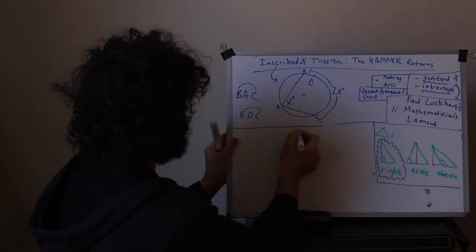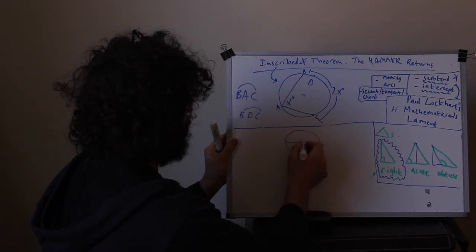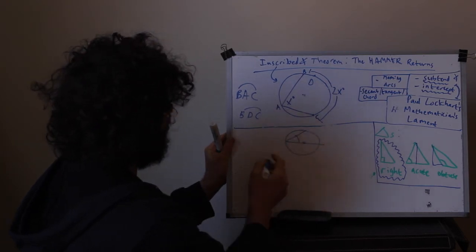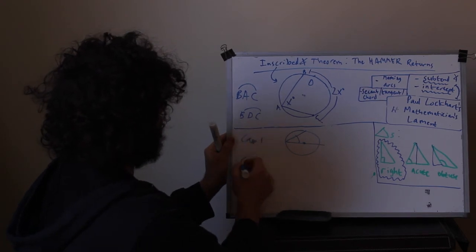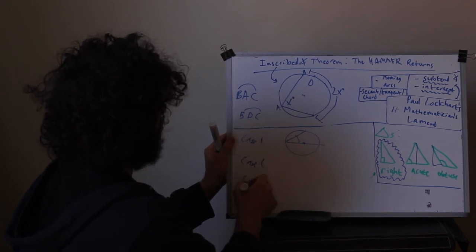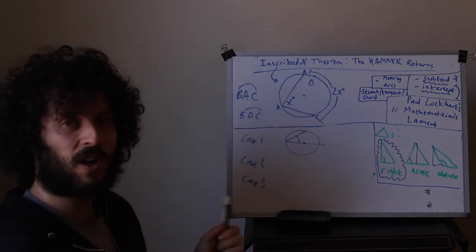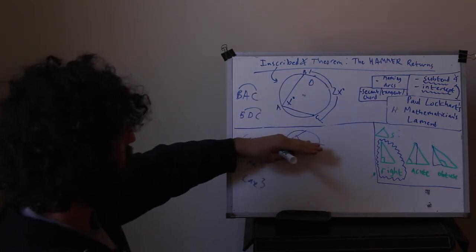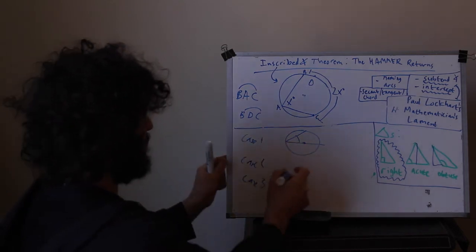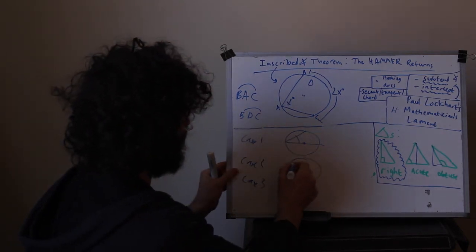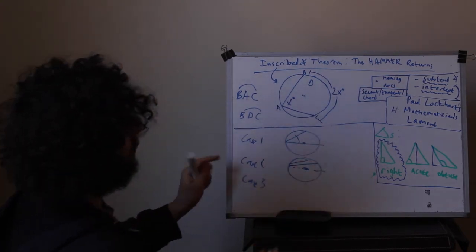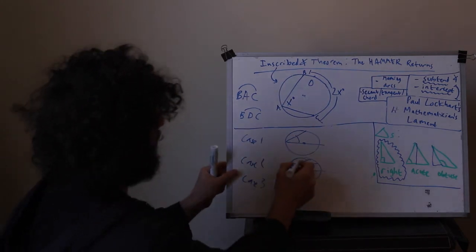So we have case 1. Now, the question is, what are all the possible cases? Where here, one of your sides is the diameter. What if your diameter is outside? So maybe you have something like this. So that would be the diameter over here. In other words, it's outside of this angle we care about.